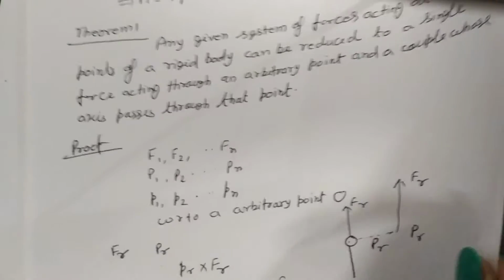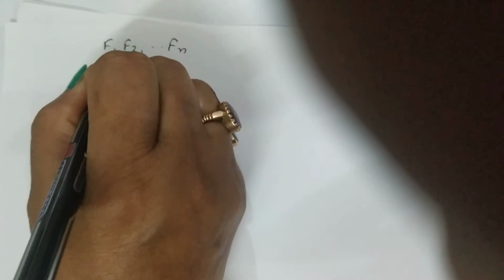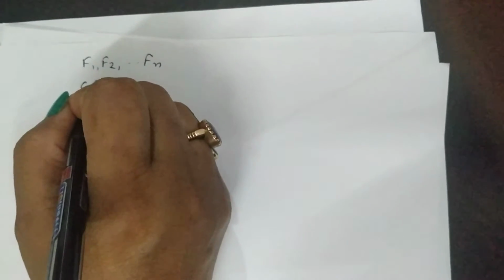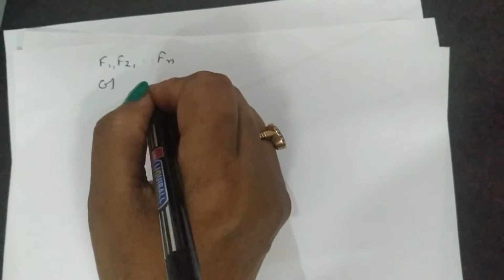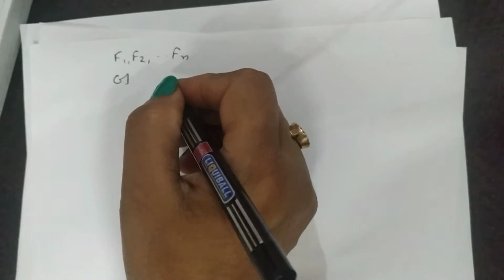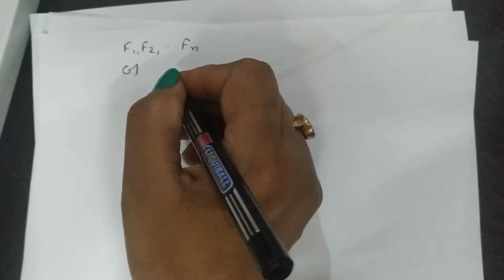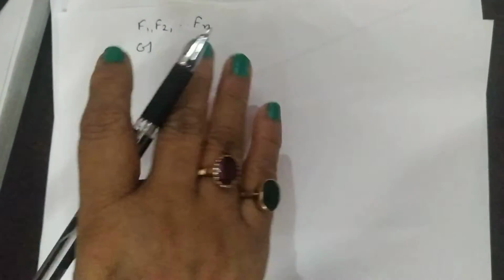If F is the resultant of F1, F2 up to Fn, and G is the sum of all the moments, then we have the system of forces equivalent to force F acting at O together with the couple of moment G whose axis passes through O. That is, this proves the theorem.